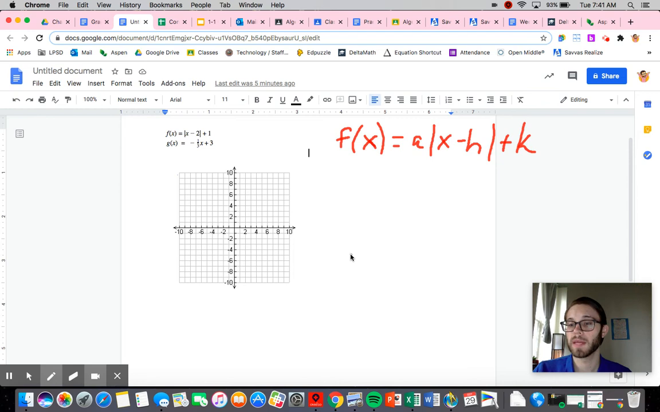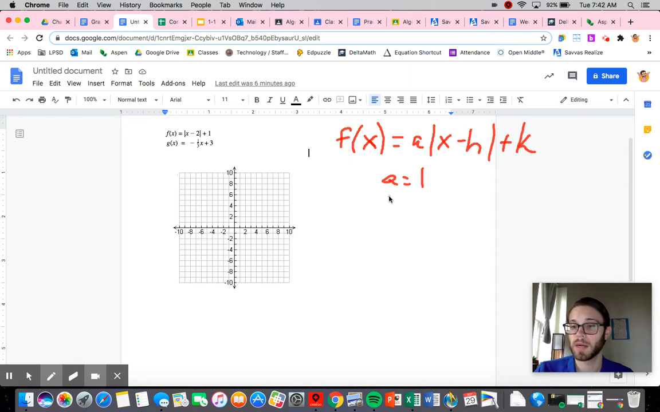Same thing would go if you had a really negative one, such as negative 10 or negative 100 or something like that. It would be upside down, but still have that very pushed together V. And then if you had a really small a, it'd be very wide. All right, and then (h, k) would be the vertex. So luckily on this one, the absolute value function has an a of 1.